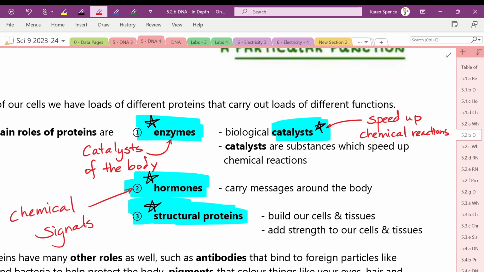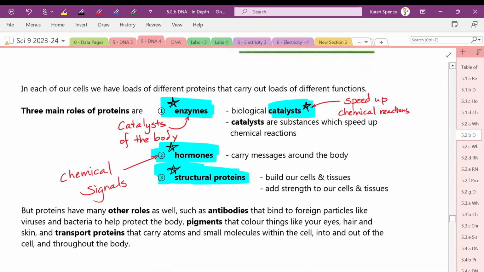I hope that structural proteins makes just sort of logical sense. What do structural proteins do? They help with the structure, yeah? So your hair is made of protein. Your nails are made of protein. Your muscles are made of protein. Your muscle cells are mostly made of protein. Okay, so they make up a lot of the structure. Okay?